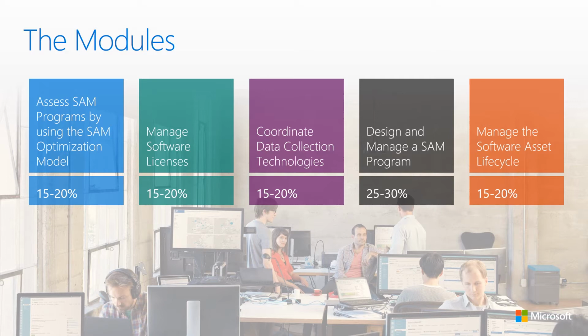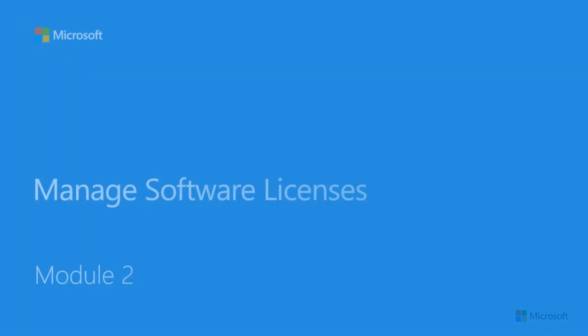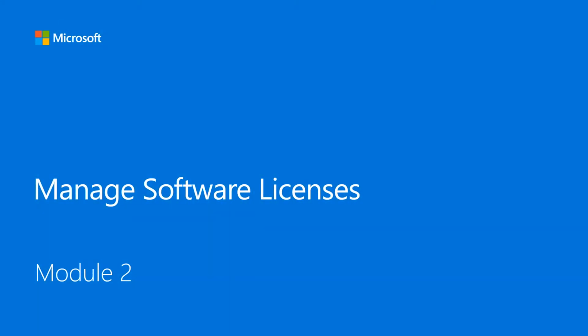And finally, Module 5 is about managing the software asset lifecycle, and we'll look at managing request, acquisition, deployment and retirement processes, as well as how to track consumption and how to optimize assets. But let's get started now with the content of Module 2. So this module is entitled Manage Software Licenses, and it's going to take us through the main activities of a SAM baseline review. So that means collecting inventory and license entitlement information and performing a reconciliation.